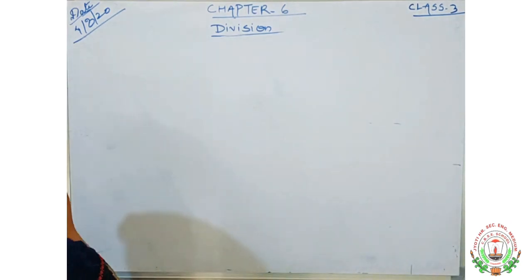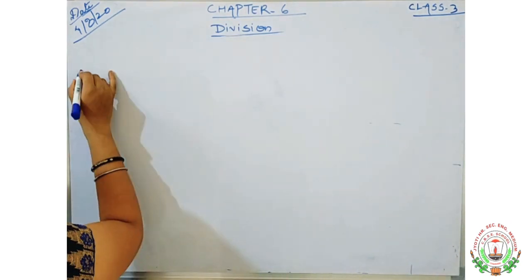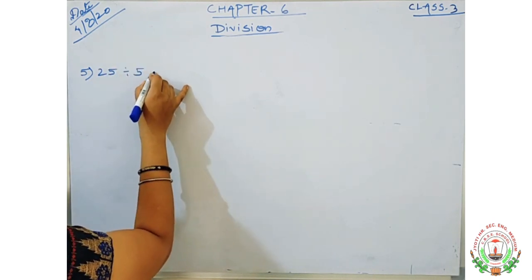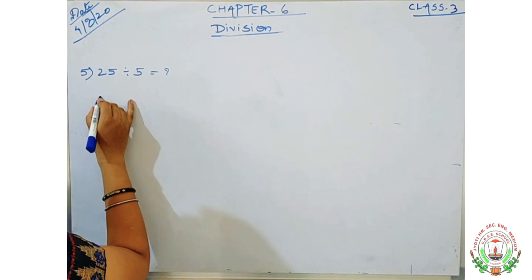Number 5. 25 divided by 5 is equal to what? You have to find it out.